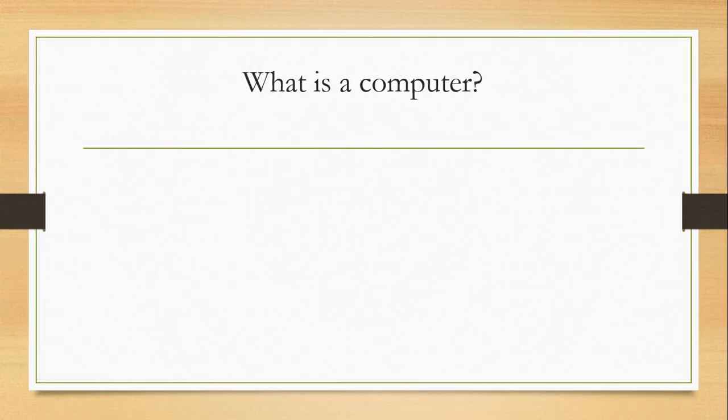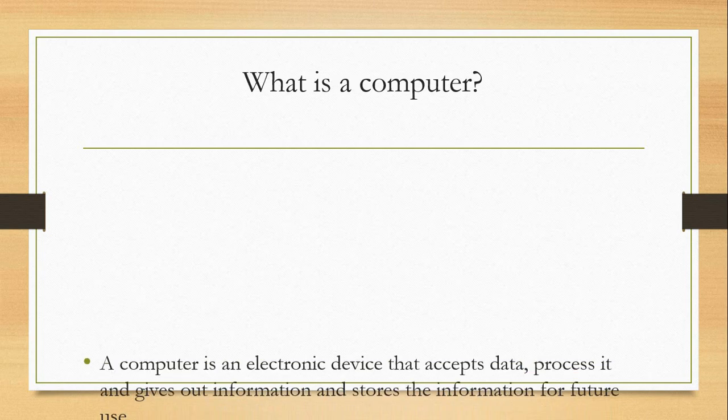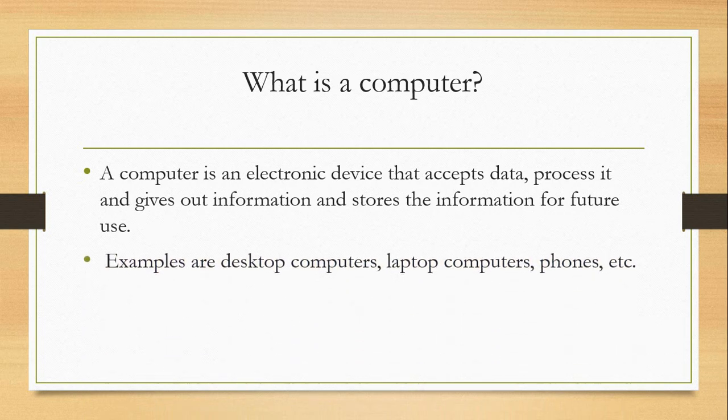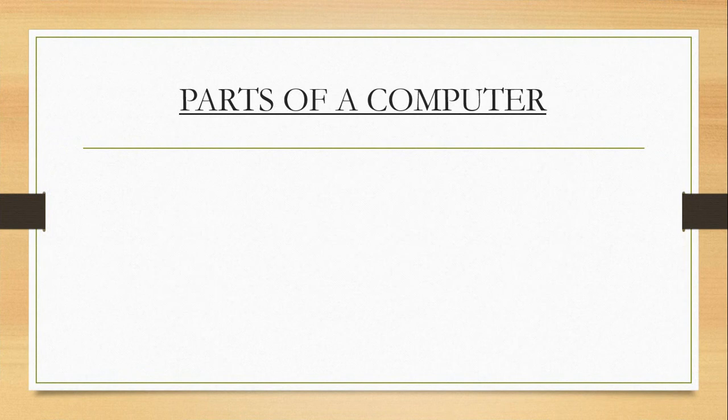First of all, let's discuss what is a computer. We say that a computer is an electronic device that accepts data, processes it, and gives out information and stores this information for future use. Examples are the desktop computer, laptop computers, phones, etc. Parts of computer.